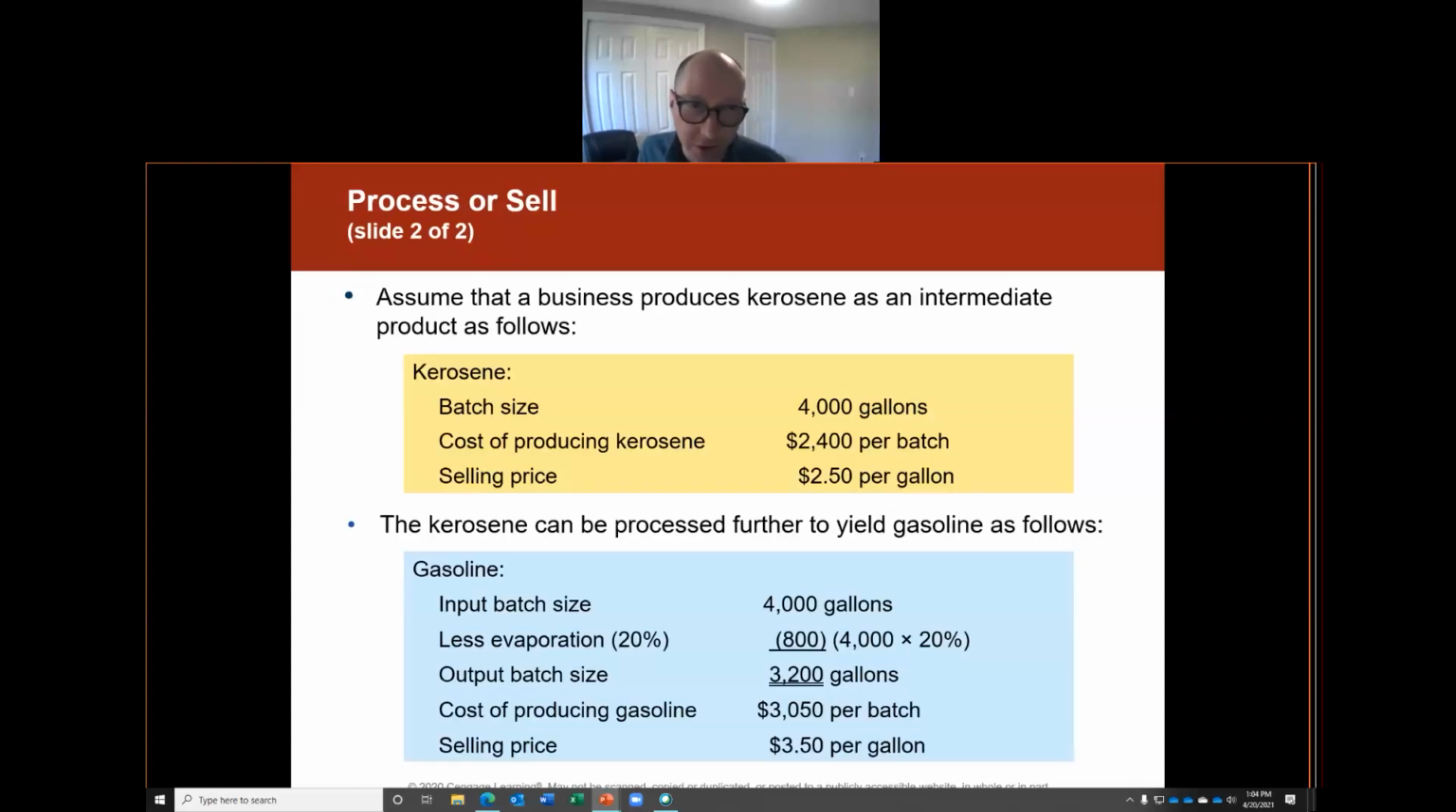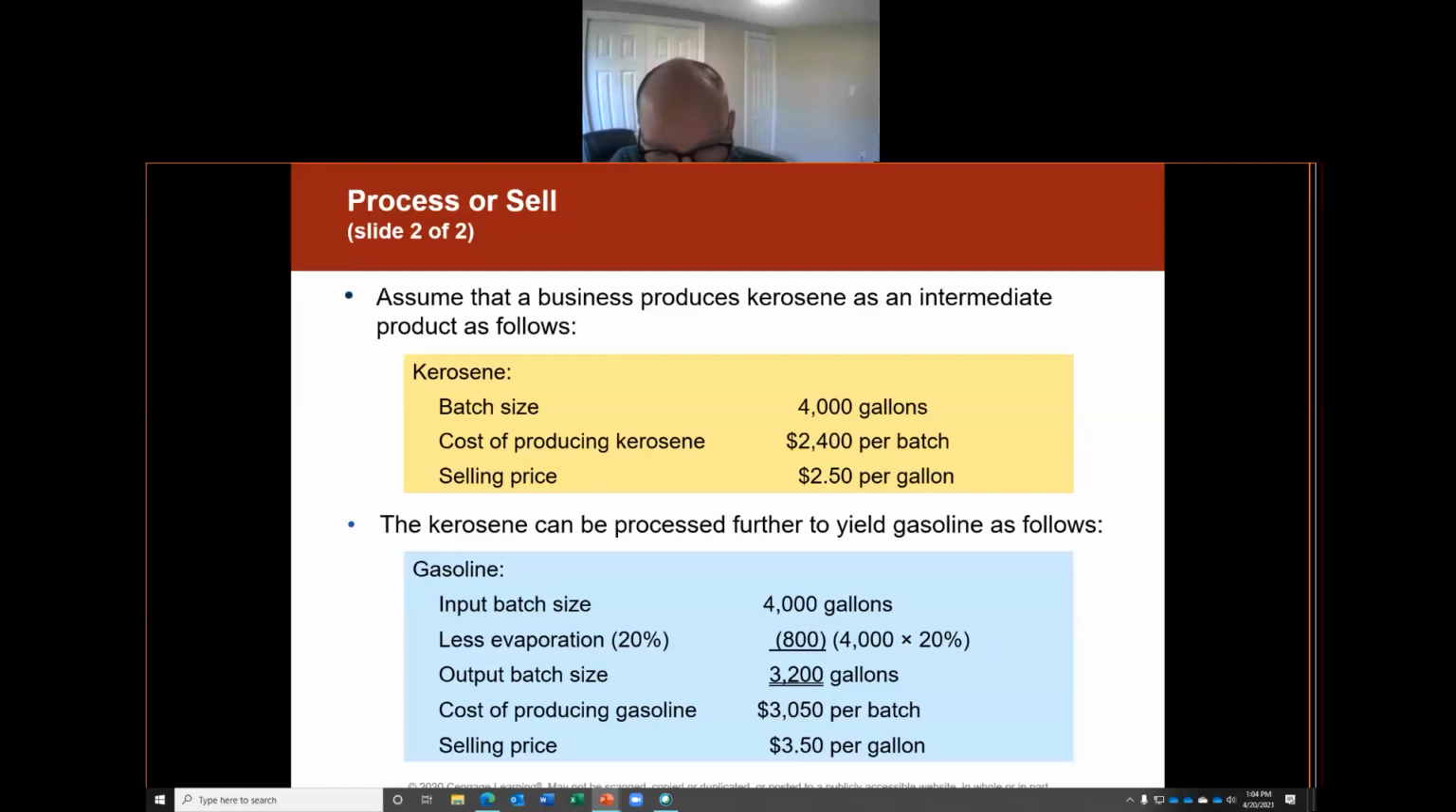So let's look at the differential analysis. I can have a batch of 4,000 gallons of kerosene, 4,000 gallons of gasoline. The cost of producing the kerosene is $2,400 per batch. Sales price is $2.50 per gallon.